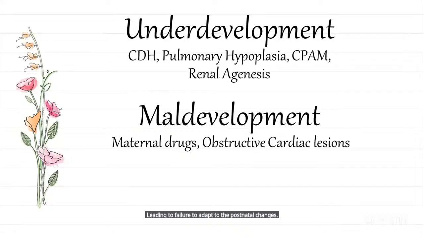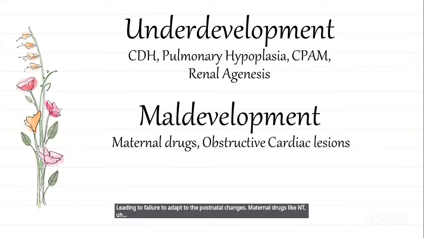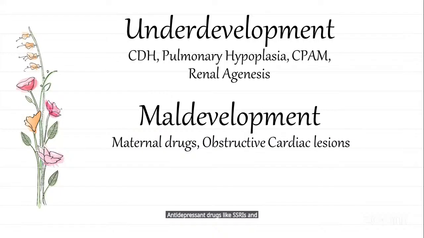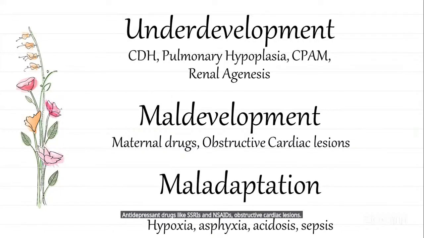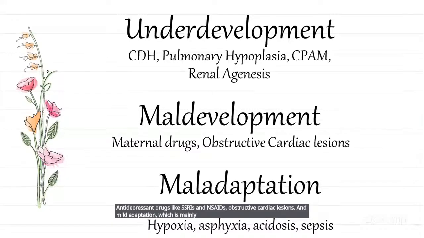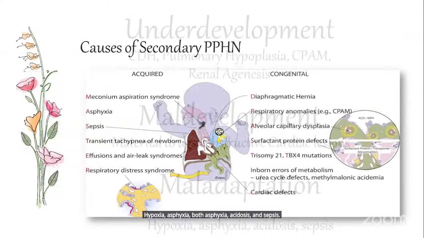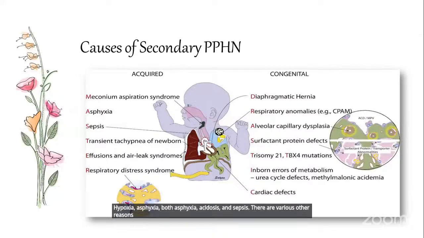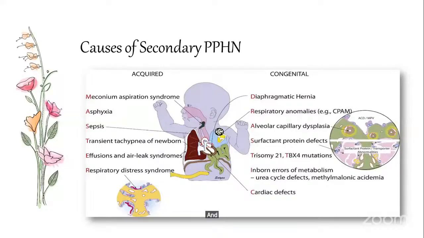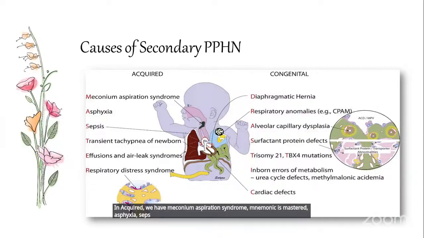Maternal drugs like antidepressant drugs like SSRIs and NSAIDs, obstructive cardiac lesions, and maladaptation, which is the most common reason for PPHN we see in our clinical practice: hypoxia, birth asphyxia, acidosis, and sepsis. There are various other reasons as well. Nearly 10% of PPHN are idiopathic, and the causes for secondary PPHN can be divided as acquired or congenital. In acquired, we have meconium aspiration syndrome; the mnemonic is MASTER: meconium aspiration, asphyxia, sepsis, TTNB, effusions, and RDS.